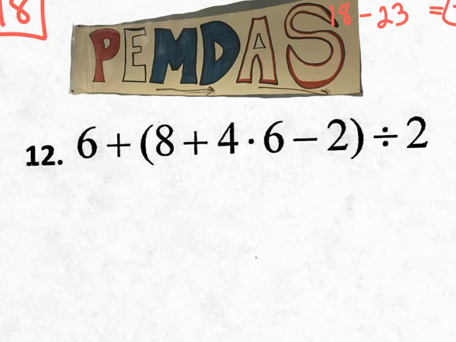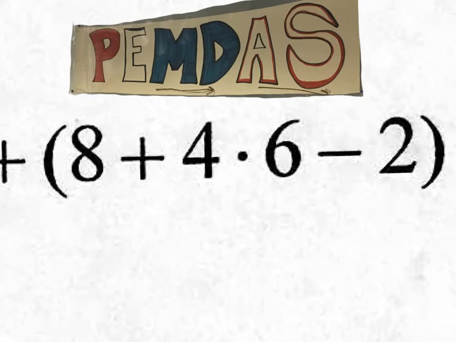Oh yeah, number 12. Do we have parentheses? Yes, we do. Let's zoom in to the inside of those parentheses. And inside the parentheses, I have addition, multiplication, and subtraction. Multiplication first. So let me just underline the 4 times 6. What does that give me?